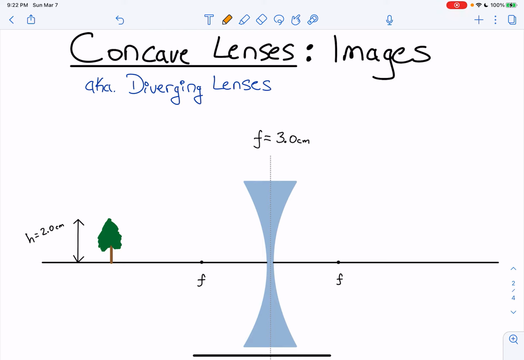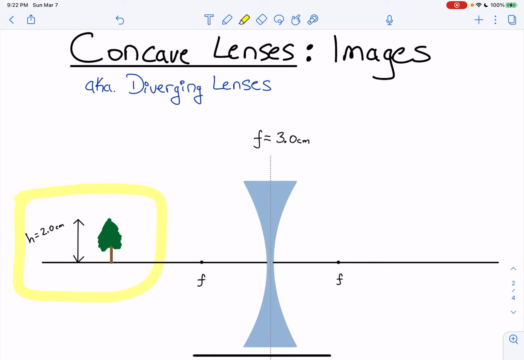I've also now drawn an object for us to consider to trace out through ray tracing and through calculation what the resulting image will be, where it will be, its orientation, and its size. The initial size is noted here as 2 centimeters in height, and we're using a tree.